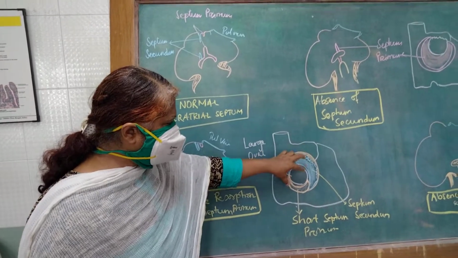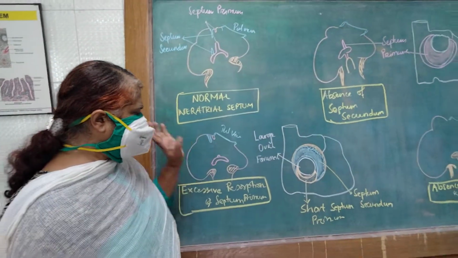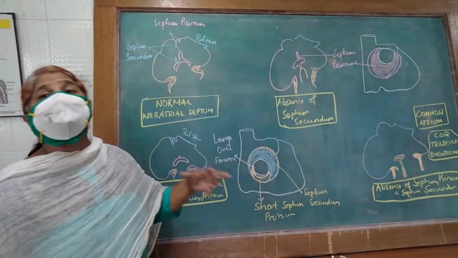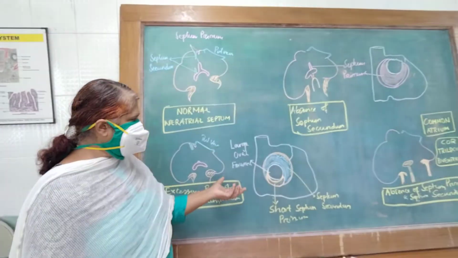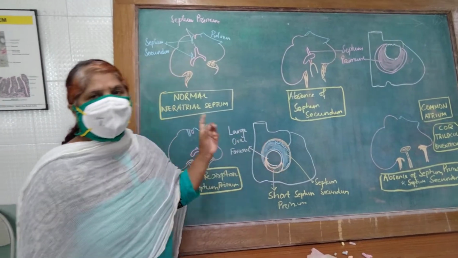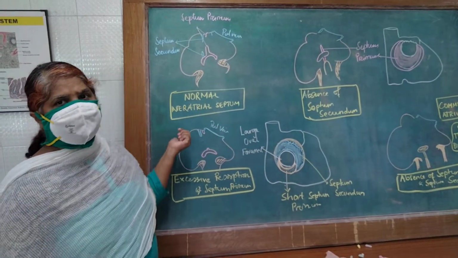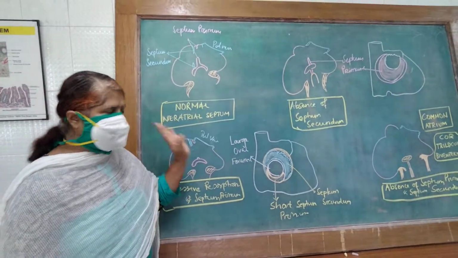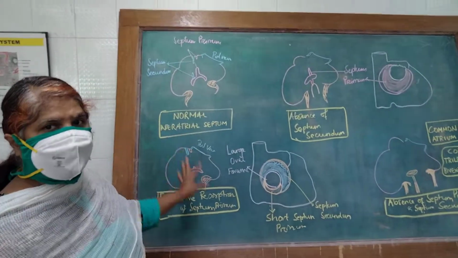So these structures we will see over here. Septum secundum is there, but septum primum is resorbed. So resorption of the septum primum gives rise to the formation of a large open foramen through which blood can go from the right side of the atrium to the left side of the atrium. Okay, this is due to septum primum defect.